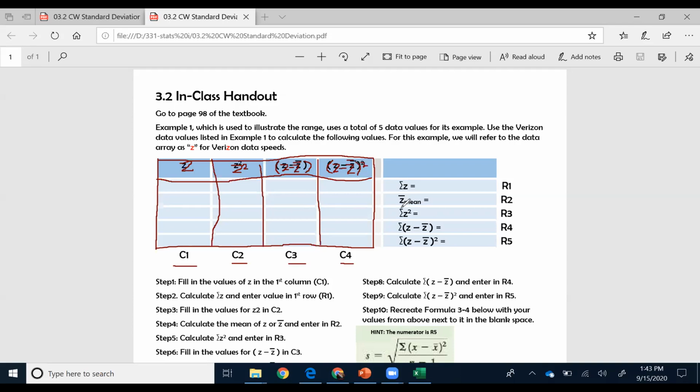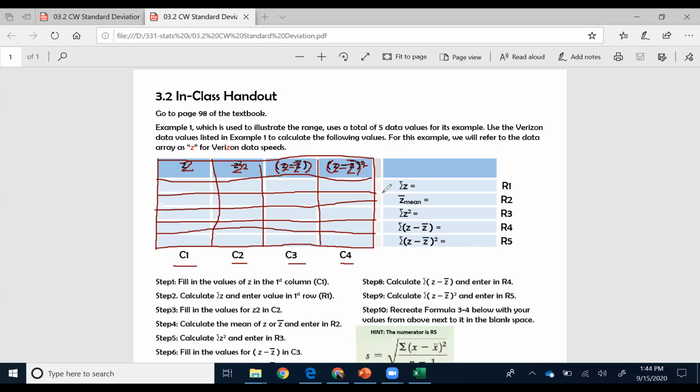I don't want you to freak out just yet. Then we're going to have sigma of Z minus Z bar. You can write that equation to the best of your ability. And then sigma Z minus Z bar squared. So this right here is really all the table we need. And then just write these out on a line.